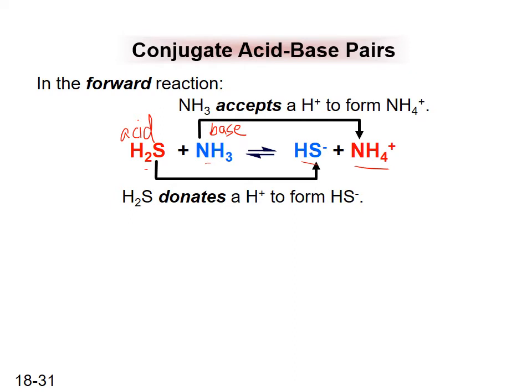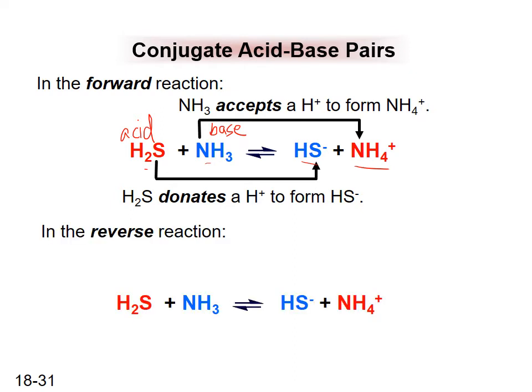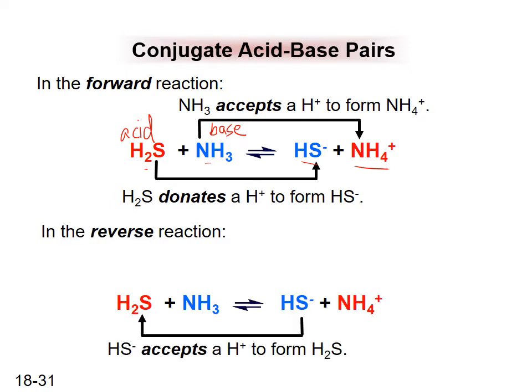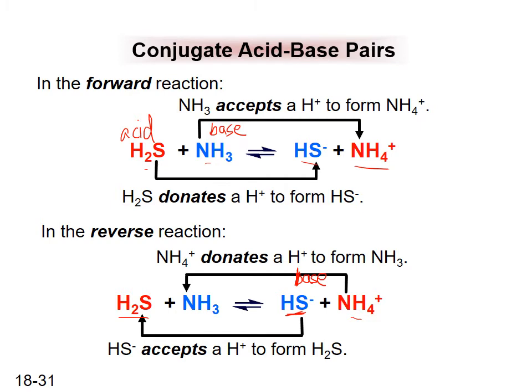Now the reverse reaction is the opposite. In the reverse reaction, the hydrogen sulfide ion accepts a proton from the ammonium ion to go back to hydrogen sulfide, and therefore in this reaction the hydrogen sulfide ion is a base because it accepts a proton, and the ammonium ion donates the proton to the hydrogen sulfide ion, so it is an acid.